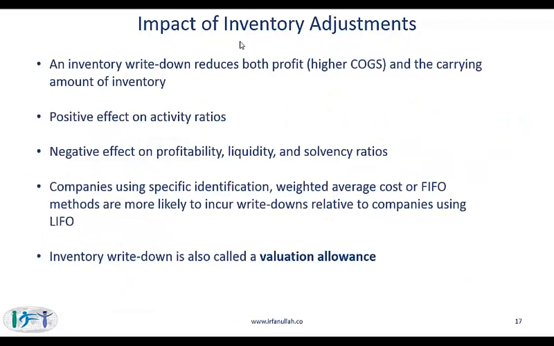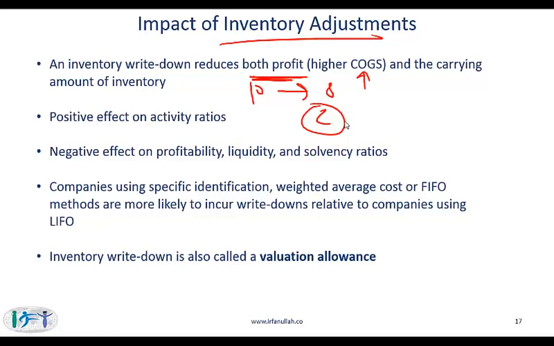What is the impact of inventory adjustments? This is more important from a level 2 perspective. The inventory write down reduces profit. Obviously, we just showed the fact that when we went from 10 to 8, inventory was written down. Where was the 2 shown on the income statement? It is shown as a loss. But where exactly is it recorded? This 2 is reflected in terms of a higher cost of goods sold. Higher cost of goods sold means that your profit comes down.